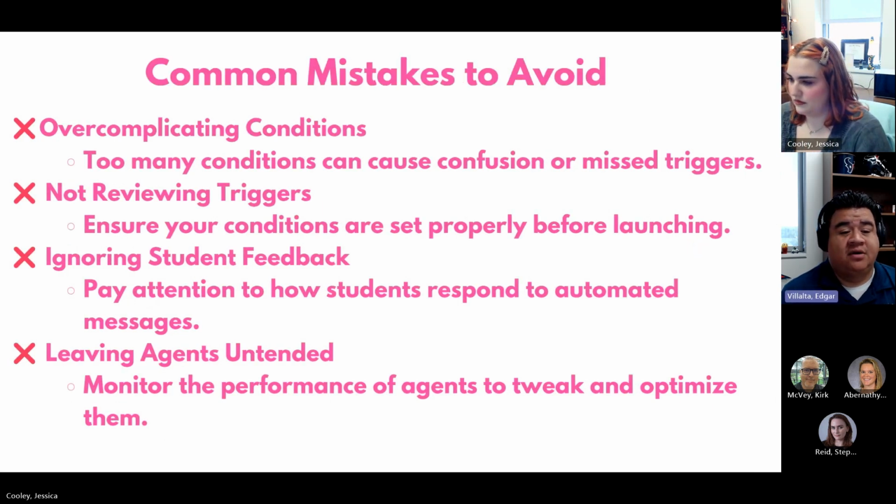Common mistakes to avoid. Overcomplicating conditions. Too many conditions can cause confusion or missed triggers. Not reviewing your triggers. Ensure your conditions are set properly before launching. Ignoring student feedback. Pay attention to how students respond to automated messages. And then leaving agents untended. Monitor the performance of the agents to tweak and optimize them.